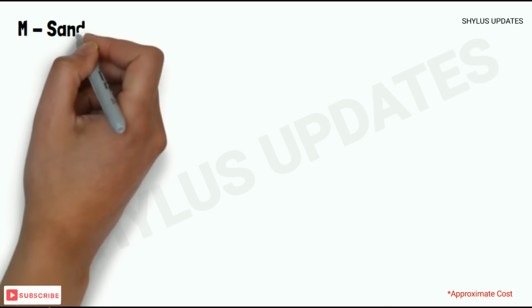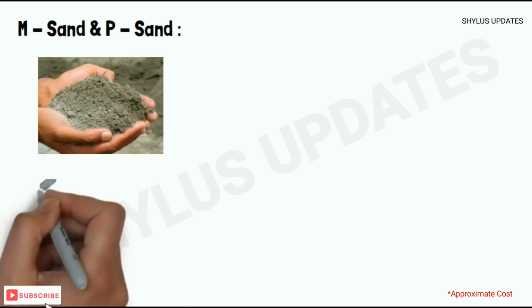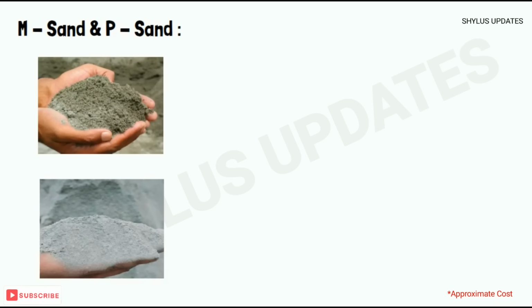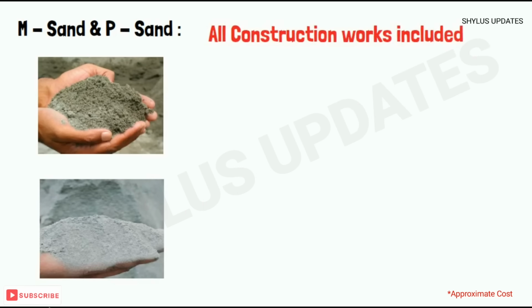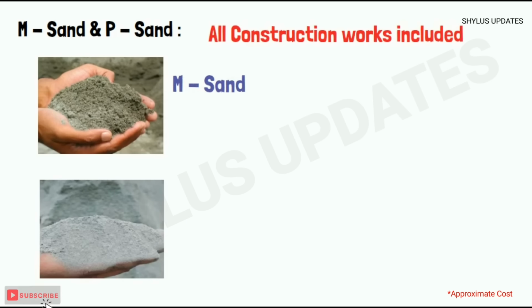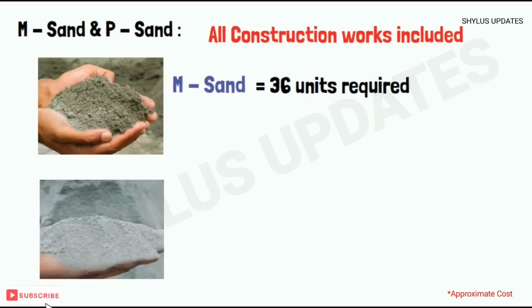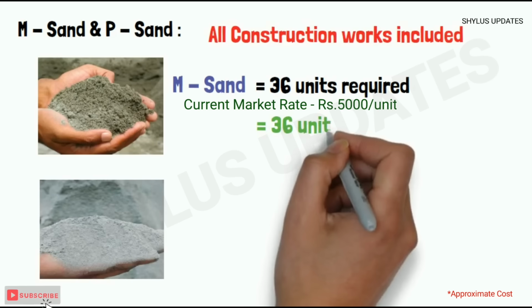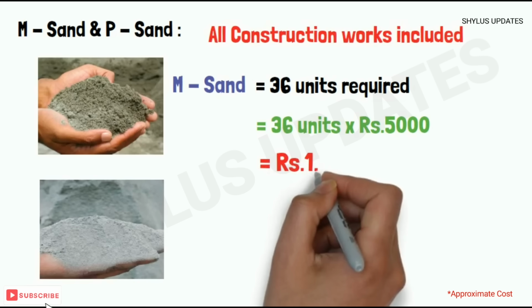M sand and P sand. These M sand and P sand are used in all construction works. First, let us see about M sand. For a 2000 square feet house, 36 units of M sand are required. The current market rate of M sand is rupees 5,000 per unit. When you multiply 36 units into rupees 5,000, you get rupees 1,80,000.